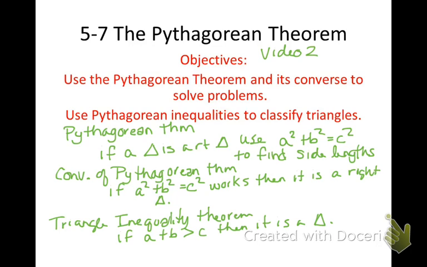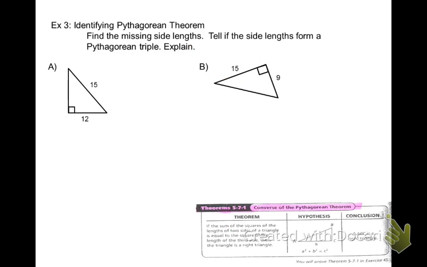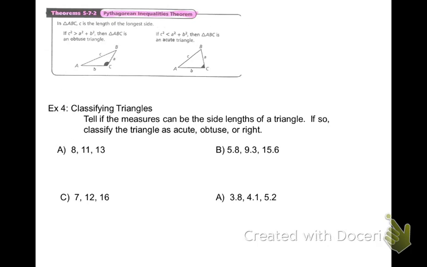And the triangle inequality theorem, that is from a couple lessons back, is if a plus b is greater than c, then it is a triangle. And we'll need to use that for our examples coming up. So we are going to learn one more theorem, and that is called the Pythagorean inequalities theorem.